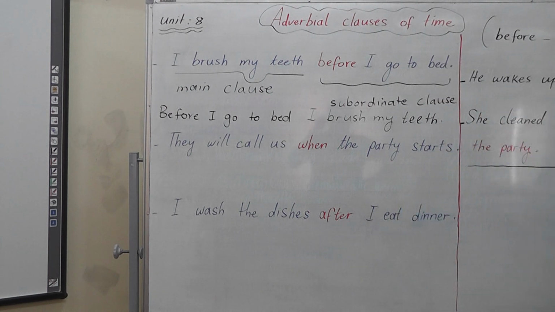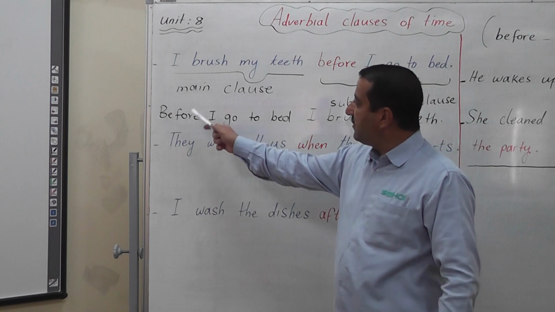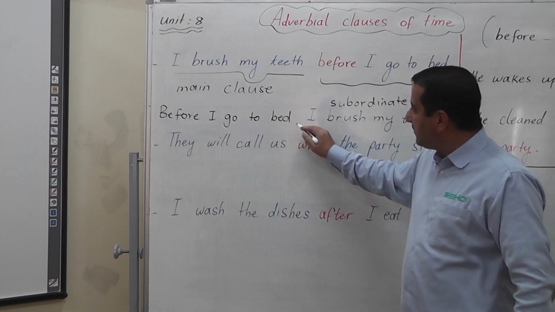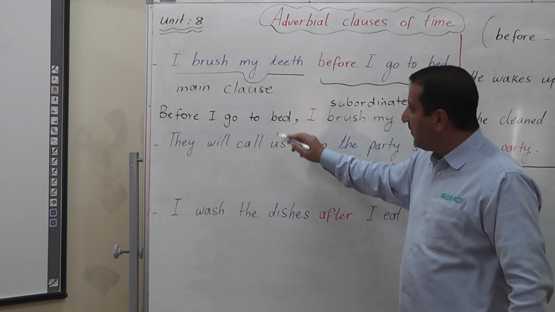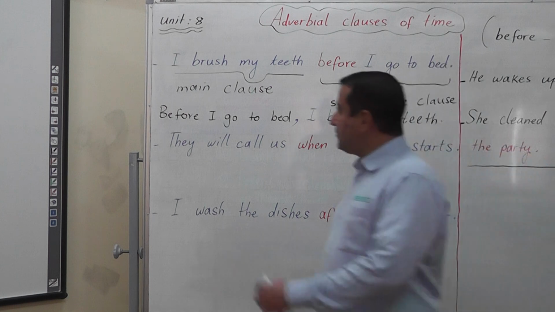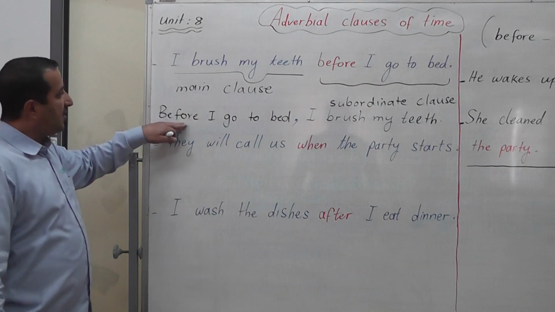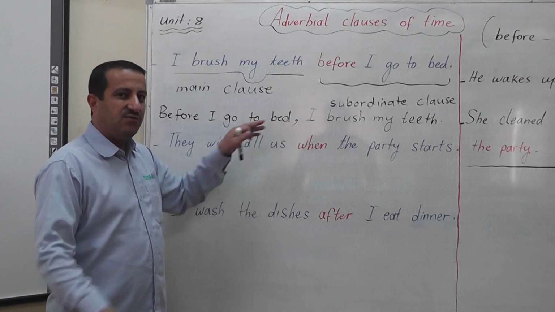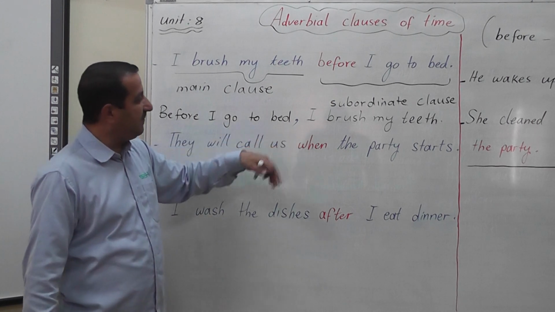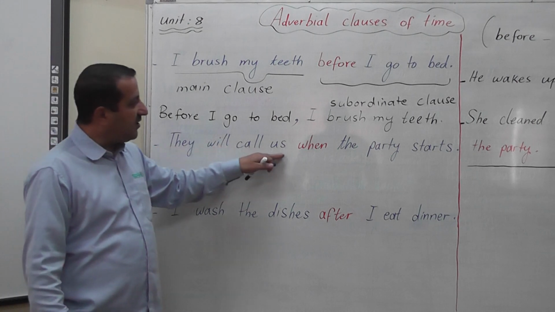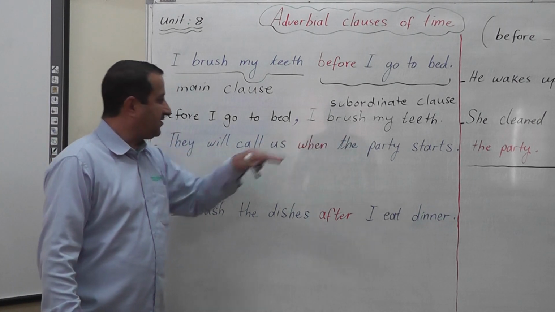But we have to pay attention that when we start with the adverbial clause, we should not forget the comma. Before I go to bed, I brush my teeth. So when we start with the subordinate clause, there is a little pause between the two clauses, and we use a comma. The second example, they will call us when the party starts.